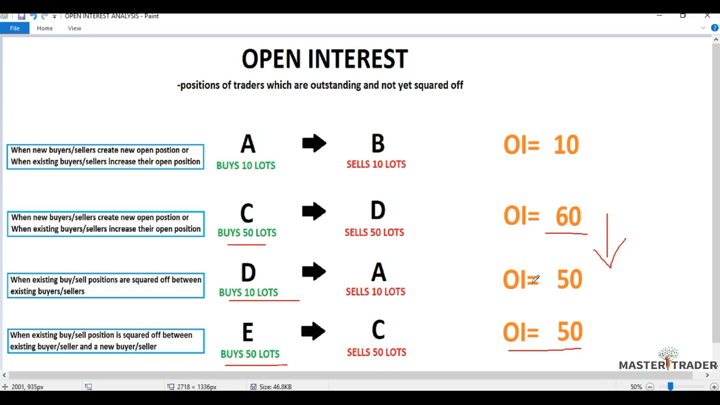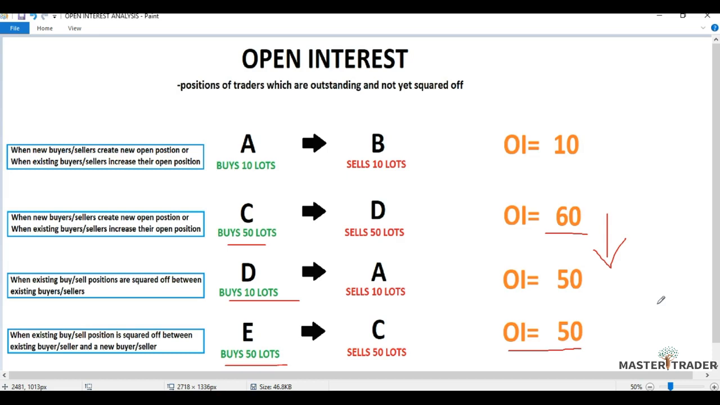The reason the open interest decreased by 10 earlier was because A was getting out of the market. A was simply selling his or her 10 lots which were there earlier. So A was exiting the market. And now here E has taken the place of C. Hence, there is no increase or decrease in the open interest. If this sounds a bit confusing, guys, go back and watch this again and just try to understand this table. It's very self-explanatory, and it's not that complicated once you get it.